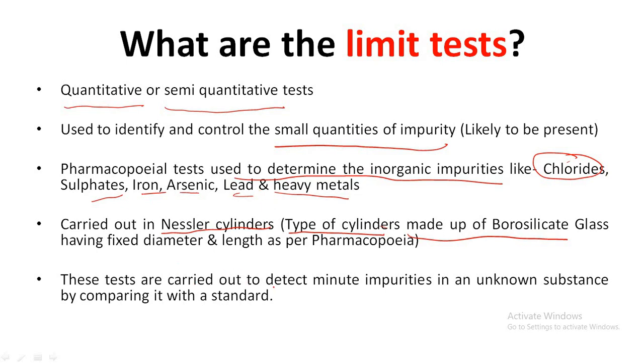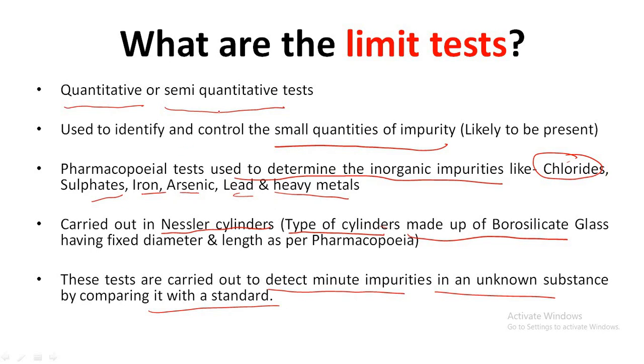These tests are basically carried out to detect minute impurities in an unknown substance by comparing it with a standard. Means the sample solution, that is a test solution, is prepared, and the standard solution is prepared, and both these solutions are compared. If the color or the turbidity or opalescence is more in the test sample, then it will fail. But if the standard solution has more color while the test has lesser color, lesser opalescence or less turbidity, then the test will pass. So these are the limit tests.